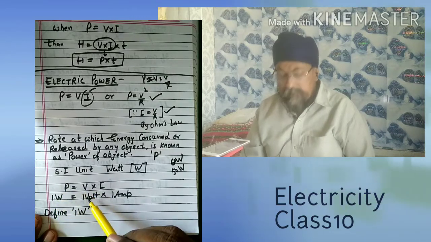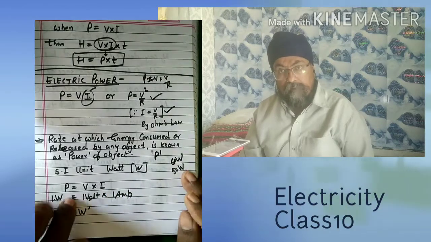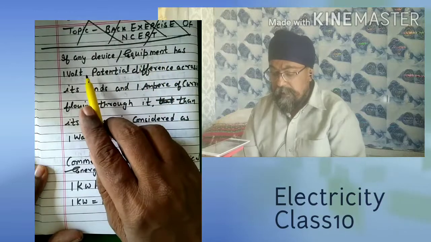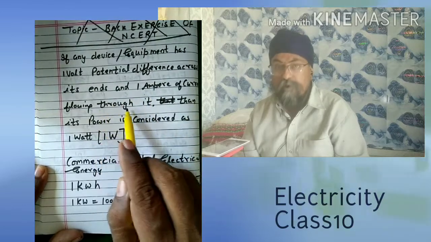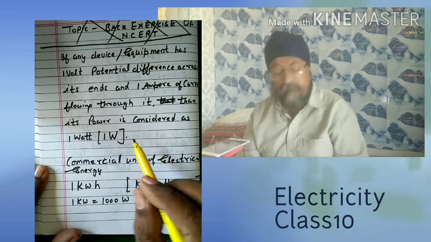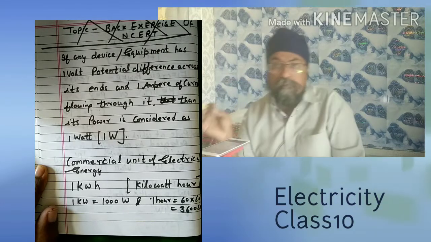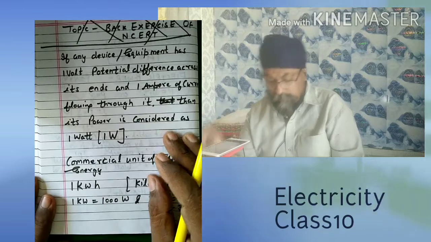We know that P equals V into I. If power is 1 watt, then potential is 1 volt and current is 1 ampere. Now on behalf of this, define 1 watt. If any device or equipment has 1 volt potential difference across its ends and 1 ampere current flowing through it, then its power is considered as 1 watt. Clear? That is an important question: define 1 watt from the point of view of board exams.